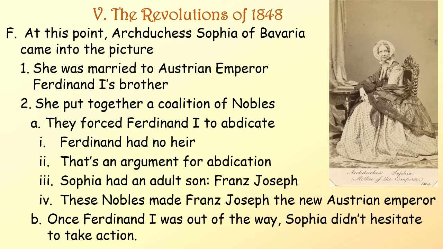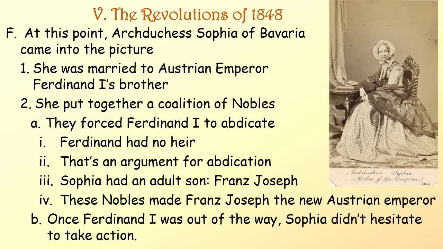At this point, Archduchess Sophia of Bavaria came into the picture. She was married to Austrian Emperor Ferdinand I's brother, and she put together a coalition of nobles, and this coalition forced Ferdinand I to abdicate. Ferdinand had no heir, so that's a pretty good argument for abdication if you can't produce an heir. And Sophia had an adult son of her own, Franz Joseph. And so these nobles made Franz Joseph the new Austrian emperor.